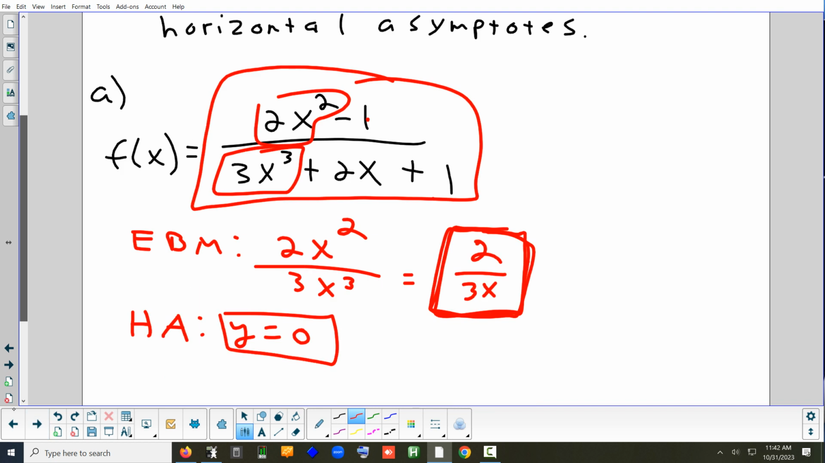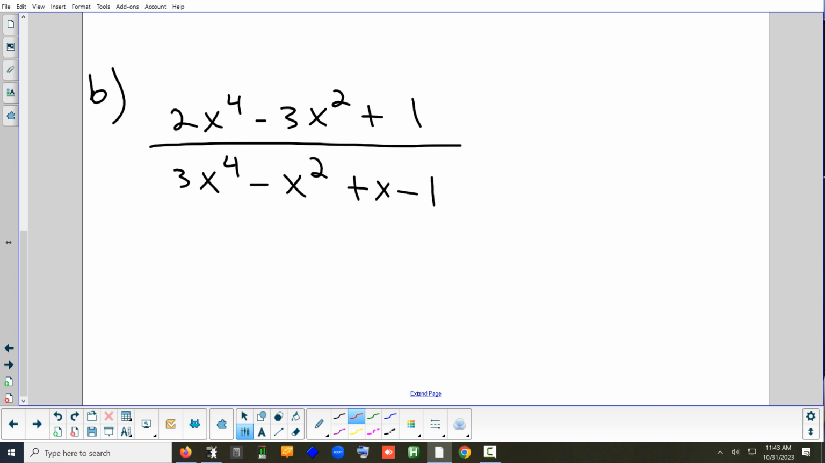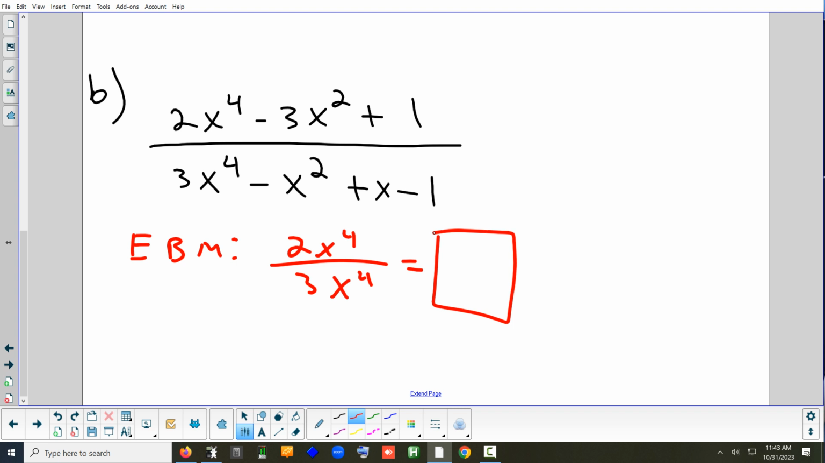So we did that one. All right, let's try this one. What's the highest degree term in the... or I could just say, what's the EDM at the top? Yep, 2x to the 4th. And the EDM of the bottom? Yep, 3x to the 4th. So that simplifies and gives us an EDM for the whole thing of 2 over 3.